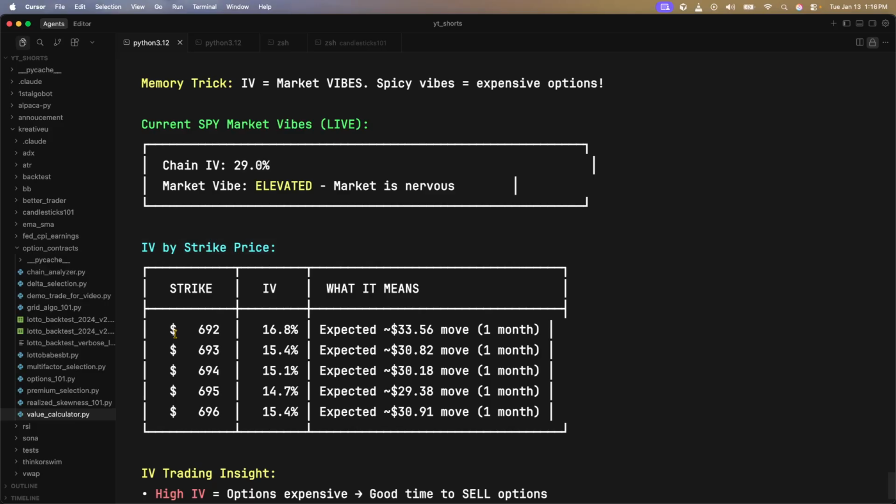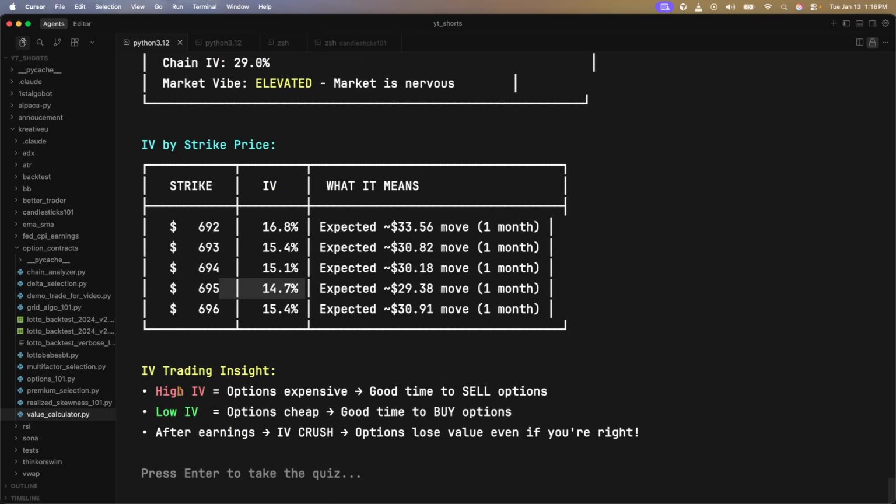Now we're going to look at IV by strike price, right? So you can see it varies. The highest we see is 16.8 and the lowest we see is 14.97. So trader insight: high IV, these are option contracts that are expensive. This is a good time to sell options. So if you're selling puts, this is a good time to collect premiums. Low IV, these are option contracts that are super cheap. Good time to buy contracts.